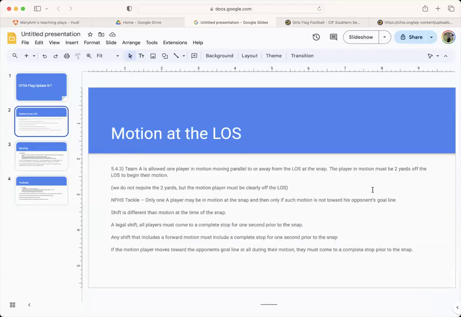Motion at the line of scrimmage. Team A is allowed one player in motion moving parallel to or away from the line of scrimmage. This is the definition out of our CIF Girls Flag Football Rule Book.